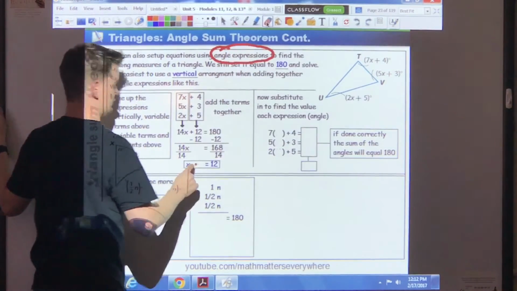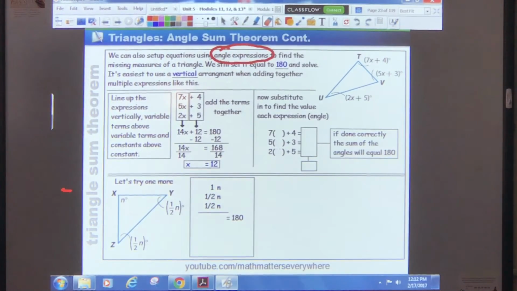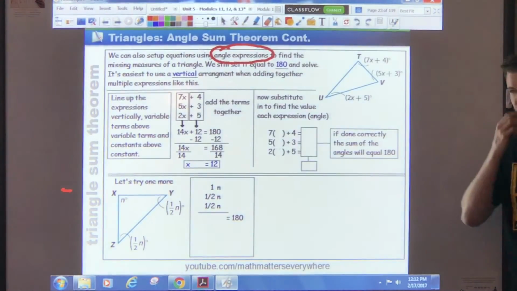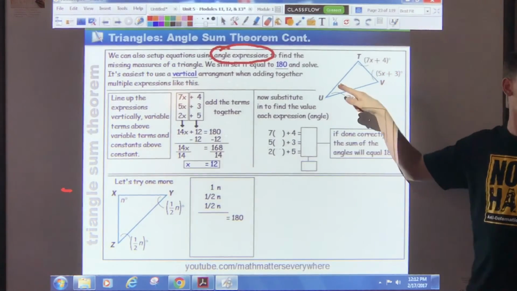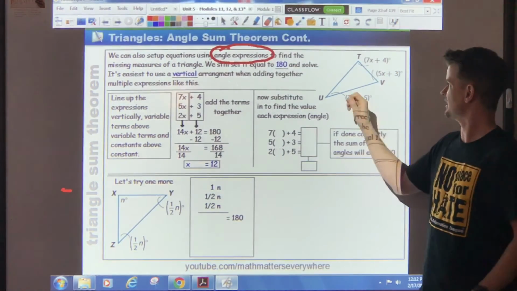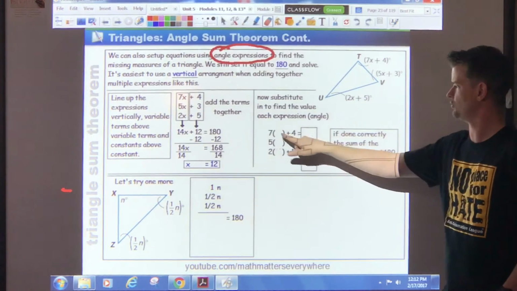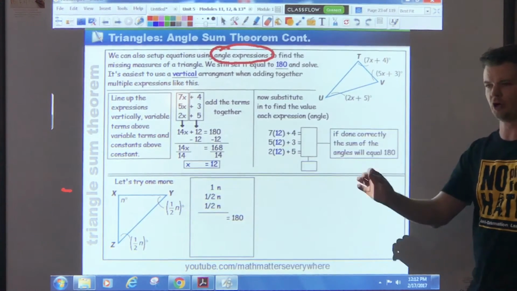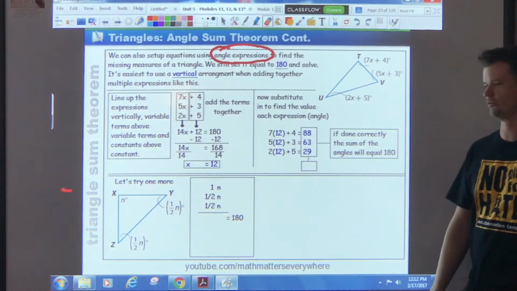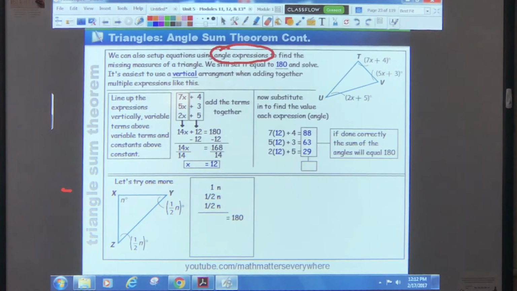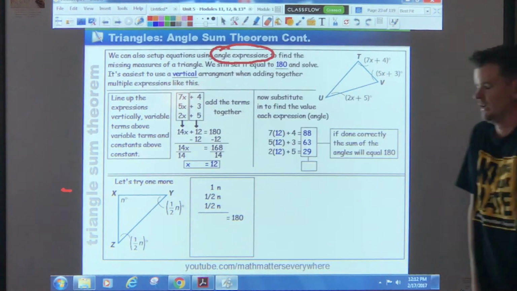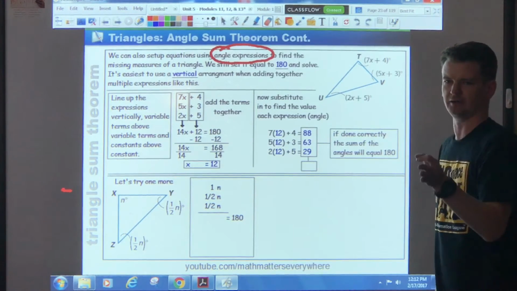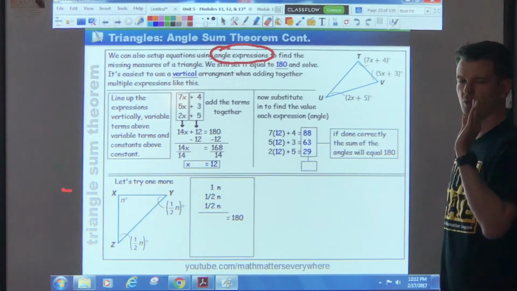Once we know what x equals, the rest of the process remains the same. You're going to take that, and what are you going to do with it, class? Substitute it back into each expression. So we substitute 12 for t, for v, and for u. We do our multiplication, we do our addition, and that's going to give us 3 different angle measures: 88, 63, and 29. If you did it correctly, these 3 angles should equal what? 180. If they do not equal 180, it's wrong.